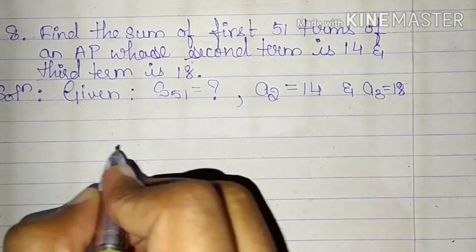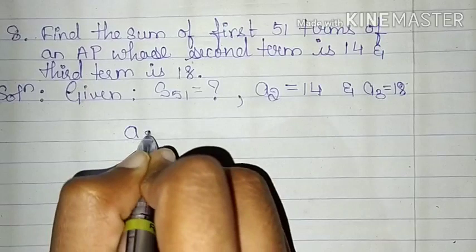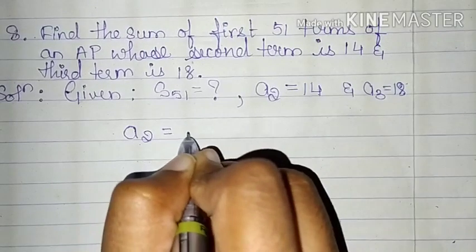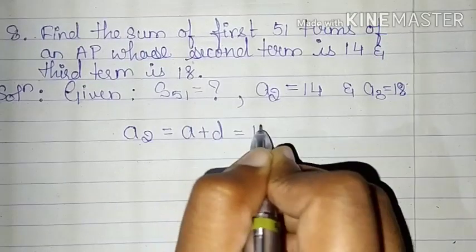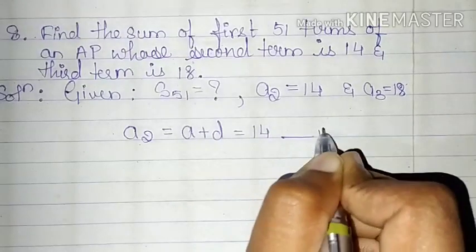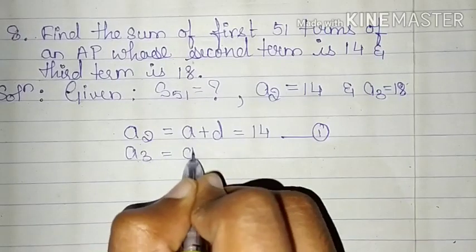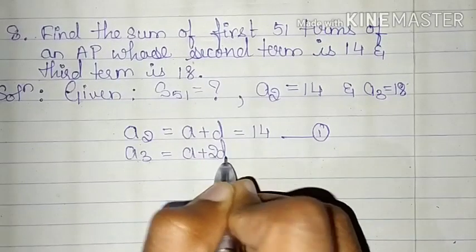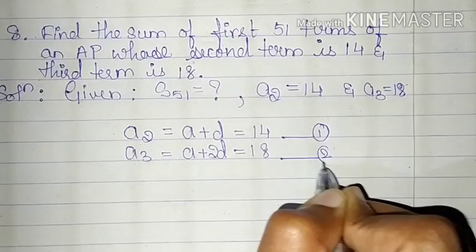So to find the values of A and D, first let us write the values of A2 and A3 in the general form. That is A2 is equal to A plus D, which is equal to 14. This is my equation 1. A3 is equal to A plus 2D, which is equal to 18. This is my second equation.